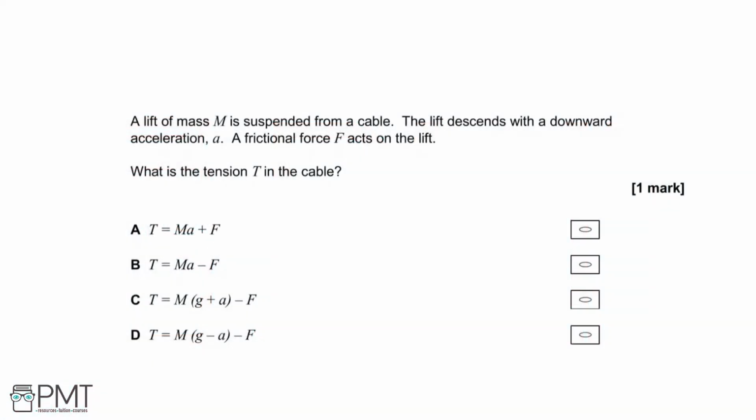A lift of mass m is suspended from a cable. The lift descends with a downward acceleration a. A frictional force F acts on the lift. What is the tension T in the cable? And then we've got 4 options here, all involving T equals and then combinations of m's, a's, F's and g's.